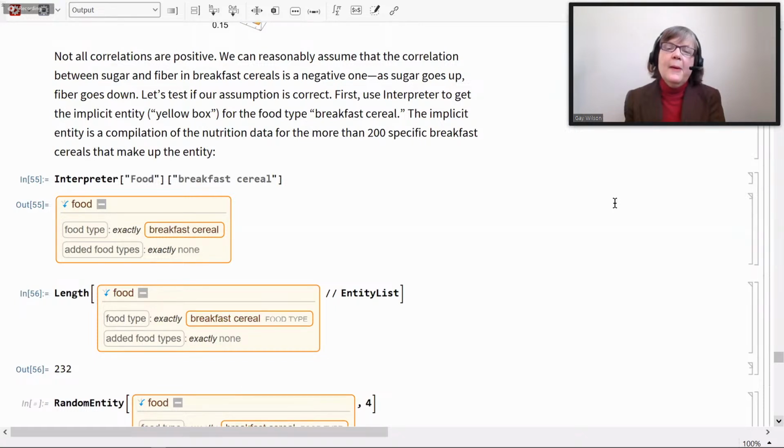So when we think about breakfast cereals, what do we think? If you think about sugar and fiber in breakfast cereals, your assumption, right, is that as sugar goes up in your breakfast cereals, fiber is going to go down, right? And as sugar goes down, fiber goes up, right? Let's see if that's actually correct, okay? In terms of the relationship between sugar and fiber and the myriad of breakfast cereals available to us these days.